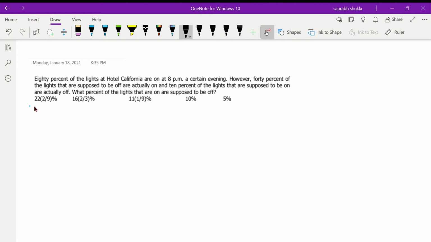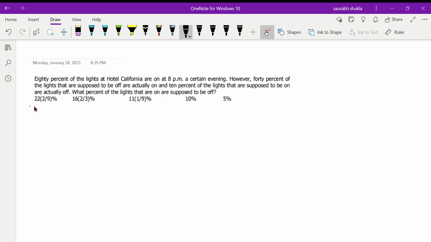I have a problem solving question of GMAT, and this question comes from the topic sets and groups. Such questions are very common in the GMAT exam. Let's have a look at the question. It is a little tricky, so just try to be with me on this. So the question goes like this.